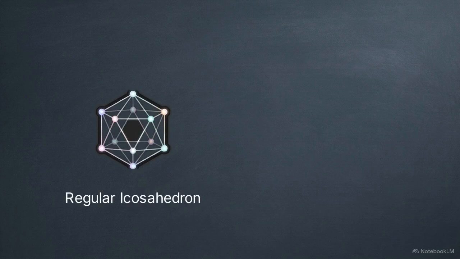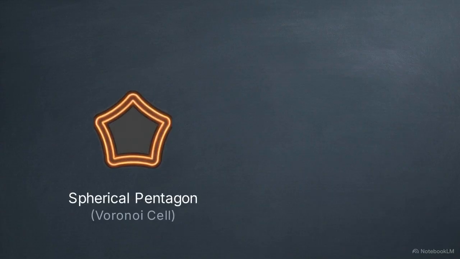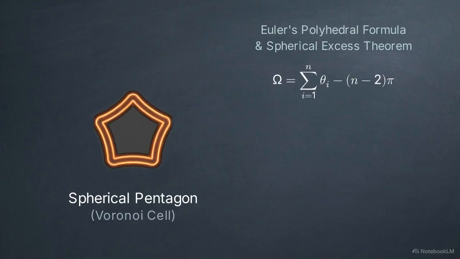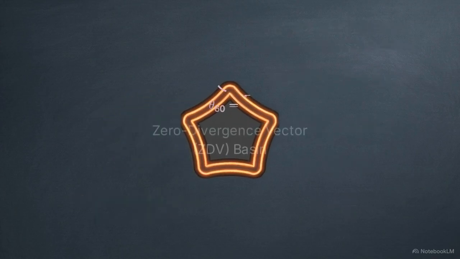We begin building the geometric stage with a regular icosahedron. We focus on a single vertex and the 5 equilateral triangular faces immediately surrounding it. The spatial boundary of this specific vertex, its Voronoi cell, forms a regular spherical pentagon. To measure the solid angle of this defined space, we apply Euler's polyhedral formula alongside the spherical excess theorem.